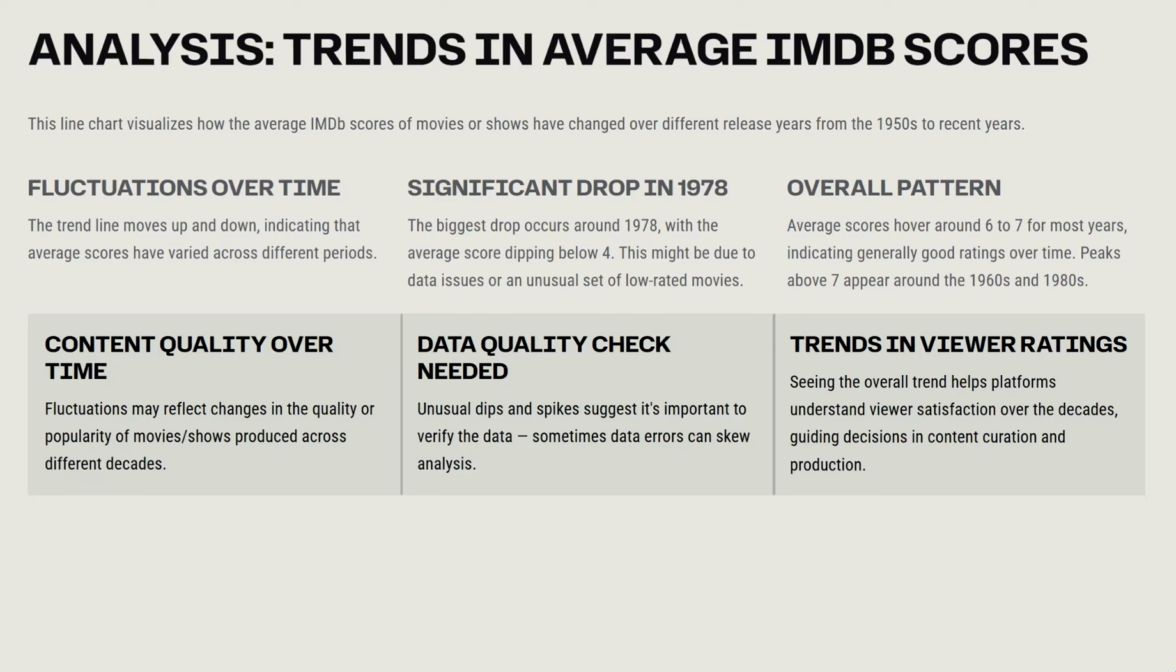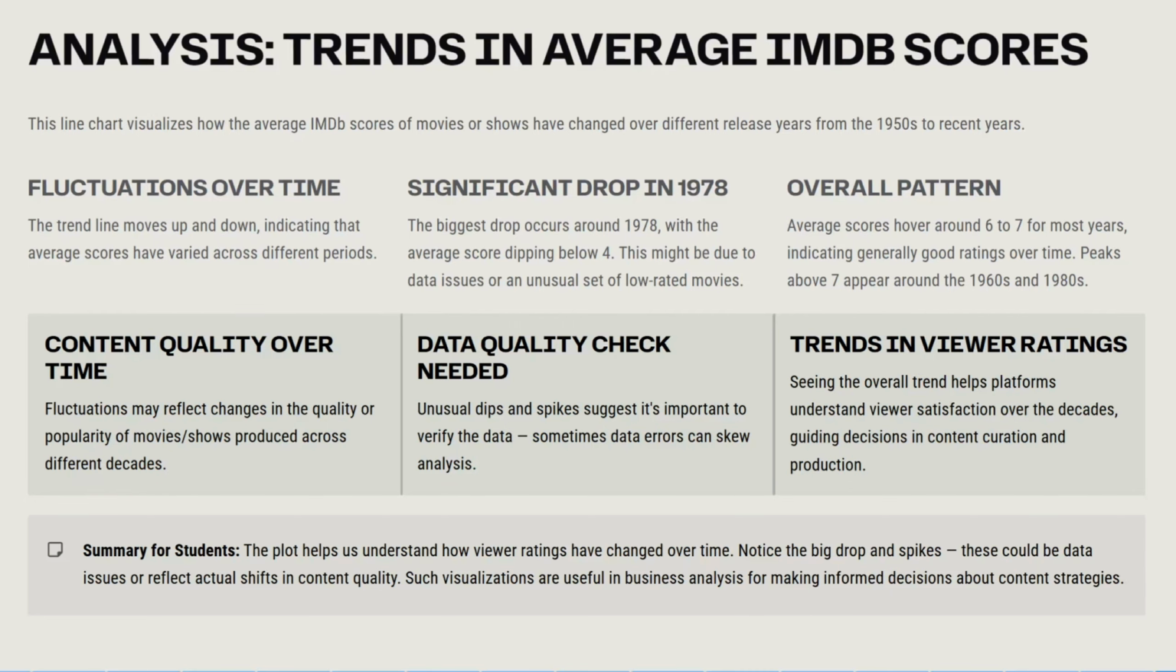Fluctuations may reflect a change in the quality or popularity of the movies and shows being produced across different decades. The data quality check needed: the unusual dips and spikes suggest it's important to verify the data. Sometimes data errors can skew analysis. The trends in viewer ratings: seeing the overall trends helps platforms understand viewer satisfaction over the decades, guiding decisions in content curation and production.